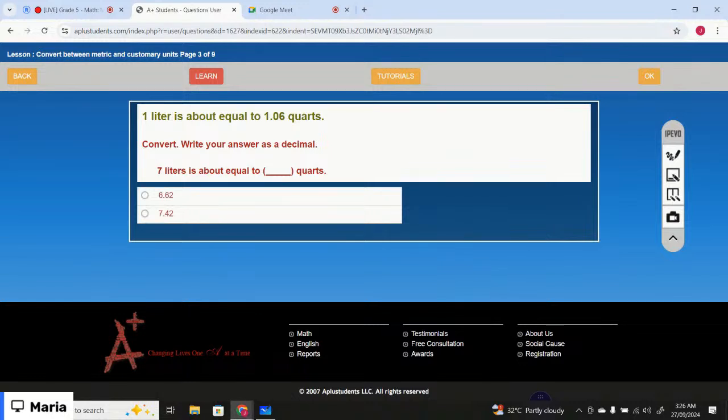1 liter is about equal to 1.06 quarts. So 7 liters is equal to, you have to do 7 times 1.06. So which is the correct option? That is option number 2. 7.42 is the correct option.